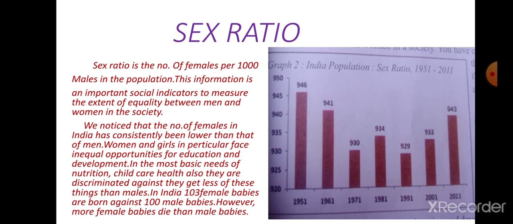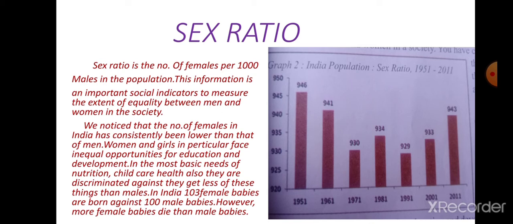So what is meant by sex ratio? The sex ratio is the number of females per 1000 males in the population. This information is given as an important social indicator to measure the extent of inequality between men and women in the society. We noticed that the number of females in India has constantly been lower than that of men.